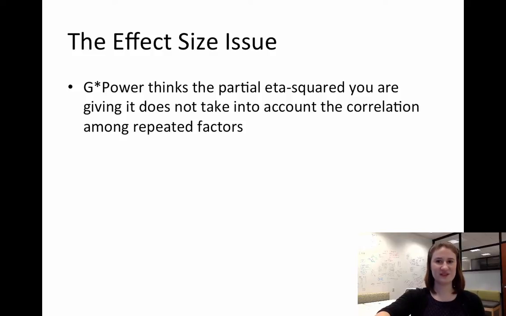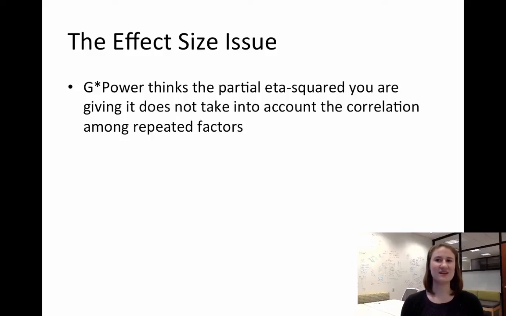The issue with the effect size is that G-Power thinks the partial eta squared you're giving it does not take into account the fact that there's a correlation between the levels of your within subjects factor. G-Power is expecting a partial eta squared that actually wouldn't be any different whether a particular study was within subjects or between subjects. You can kind of tell this by the fact that it's asking you for what that correlation between the factors is. It doesn't think the effect size is taking that into account, so it needs to know what it is so it can take that into account when it's doing the power calculation.